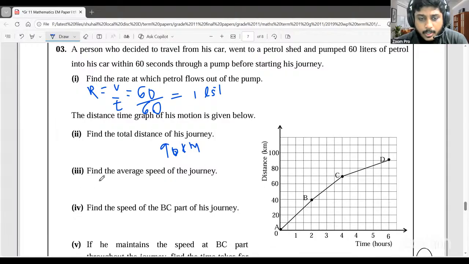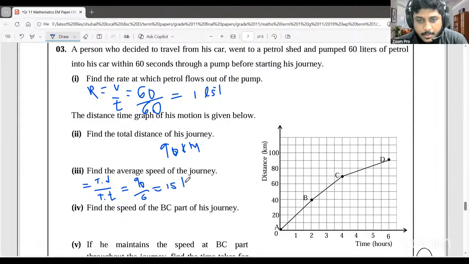Average speed means you have to see. Average speed is equal to total distance divided by total time. That is what is known as the average speed. So total distance, you can see he has gone 90 kilometers. Total time, you can see 6 hours. So you divide 90 by 6. When you divide 90 by 6, you get 15 kmph. That's the average speed.